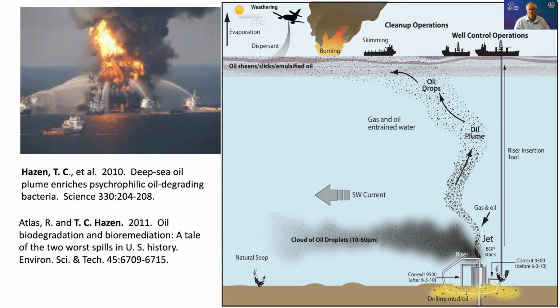And then there were two plumes, one going up to the surface and one going out more or less horizontally in a cloud of oil droplets, 10 to 60 microns wide. BP was also putting in Corexit 9500, a dispersant to help create smaller droplets and help disperse the oil more widely and perhaps increase the biodegradation rate.